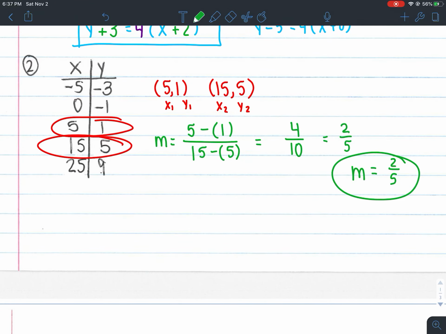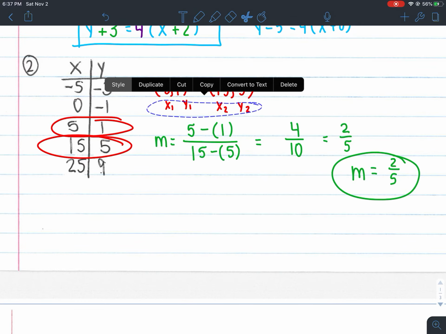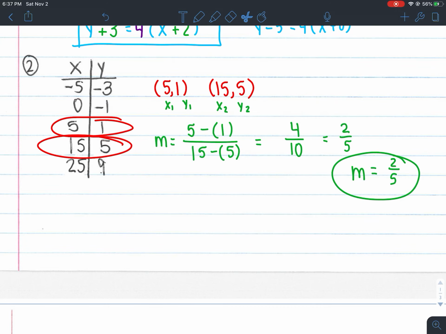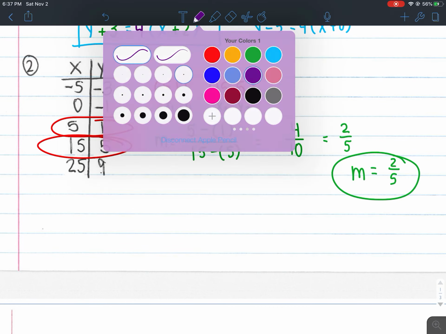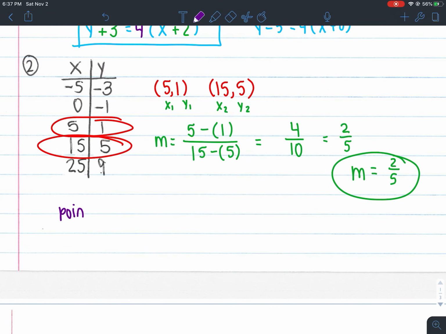But that's not what my answer is because that's not what they wanted me to find. They wanted me to use point slope form, and all I've done right now is find the slope. So that's only part of the work that I need to do. So let's go ahead and pick a point. Let's go ahead and pick the last point. Why not? Let's pick the point 25, 9. My slope is 2/5. I'm going to write down my point slope equation just for reference again.